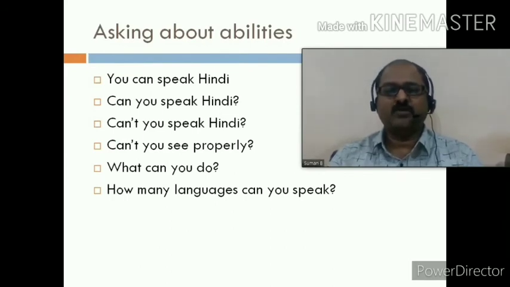Both are questions. Both are for information, right? So, can you speak Hindi? Positive question. When do we ask? When we want information. But, can't you speak Hindi? Is a confirmative question. We ask such negative questions for confirmation, which means when we know but we are not sure. I thought you speak Hindi.